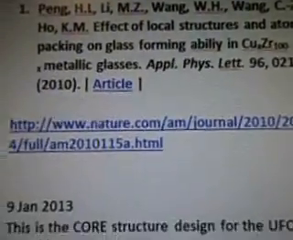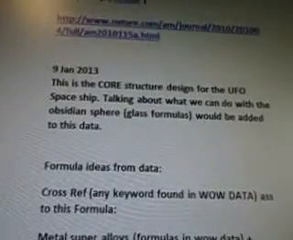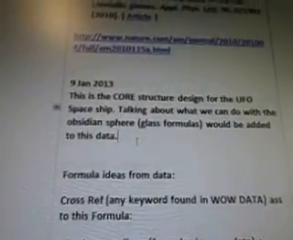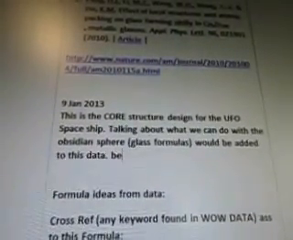There's the link there. January 9th. This is the core structure designed for the UFO spaceship. Talking about what we can do with the obsidian spirit glass formers would be added to this data. And I'm going to put down bendable. I'm going to add bendable metal.